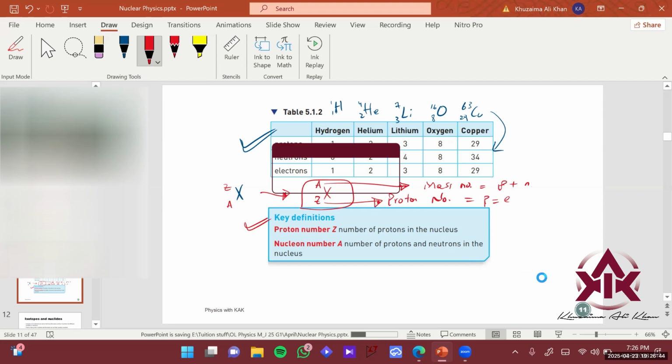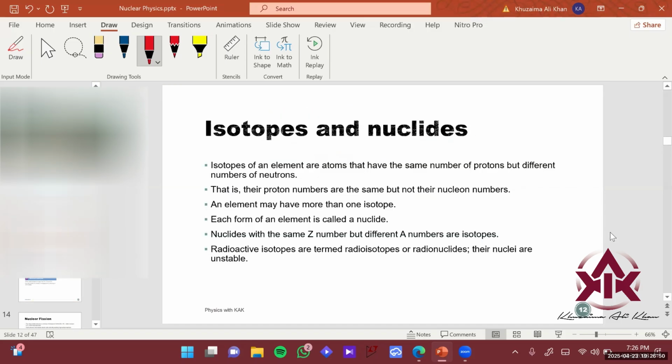Then we have isotopes here. This is just introducing you to basic terms here. If you haven't taken chemistry, you should know the basic terms here, right? So what are isotopes and nuclides? Isotopes are atoms of the same element which have the same number of protons and electrons, but a different number of neutrons, right? This is the definition which you should learn by heart.